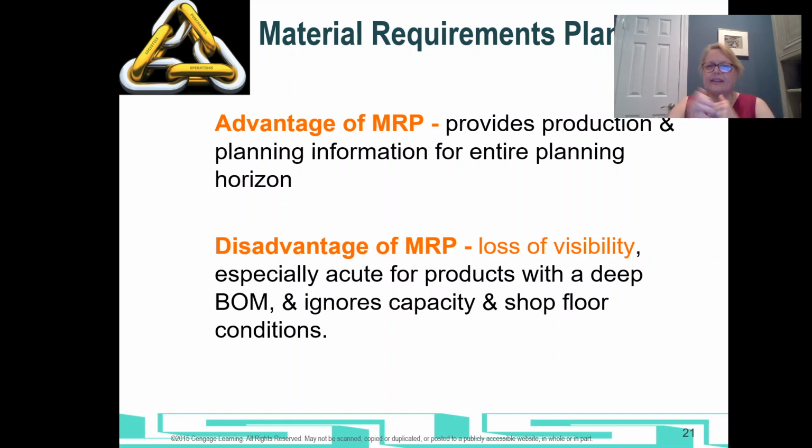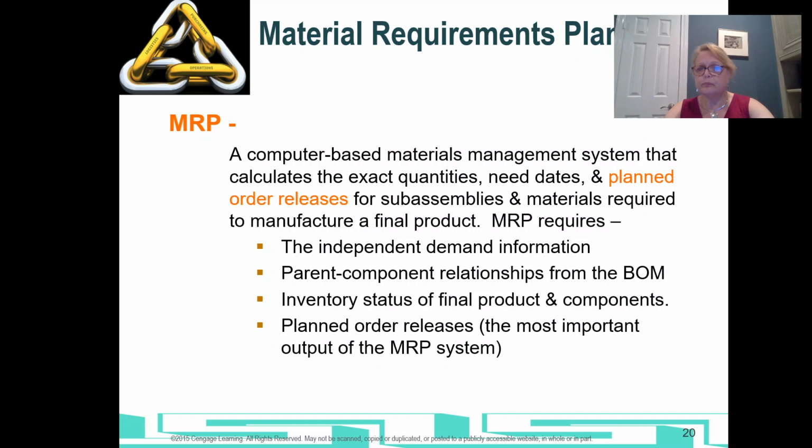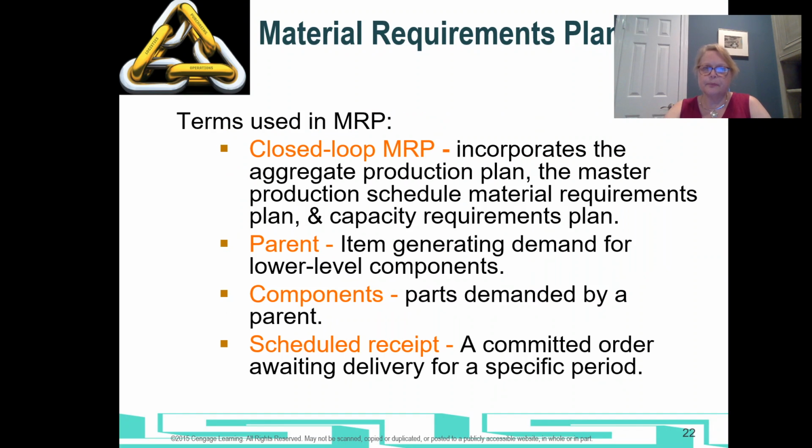The disadvantage is that if you have a really deep bill of materials, like this one, now we're down to the very bottom where it says level 6, the 24-inch solid steel bar. That's a long way from the ATV at the very top. If you have a very deep bill of materials, sometimes you can order too many or not have enough. You've got to have a very disciplined person looking at it from a planning standpoint to make sure that as changes to the number of ATVs that you need happen, you don't end up buying too few or too many of the lowest level parts.